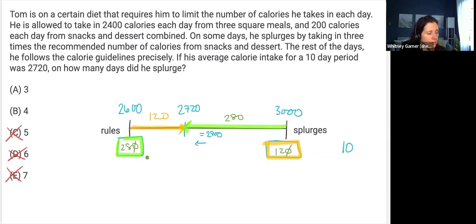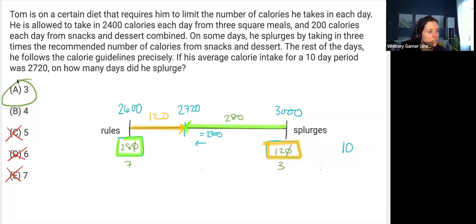Knock off the zeros. Yeah, I'm going to divide both by 4. This is a ratio of 7 to 3. Oh, well, that ratio already adds to 10. So I calculated the ones I need. He splurged on 3 days. He followed the rules on 7. And we've solved it. Yeah.